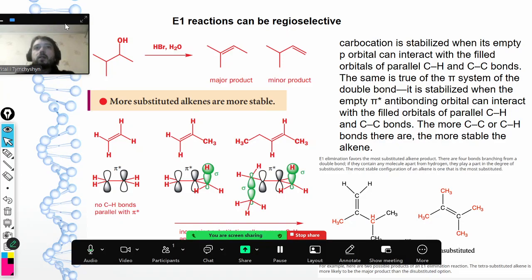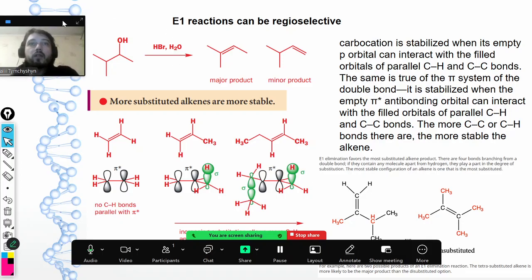Here is an example that E1 reactions can be regioselective. A carbocation is stabilized when its empty p orbital can interact with the filled orbitals of parallel CH and CC bonds. The same is true of the pi system of the double bond: it is stabilized when the empty pi star antibonding orbital can interact with the filled orbitals of parallel CH and CC bonds. And the more CC or CH bonds there are, the more stable the alkene is.